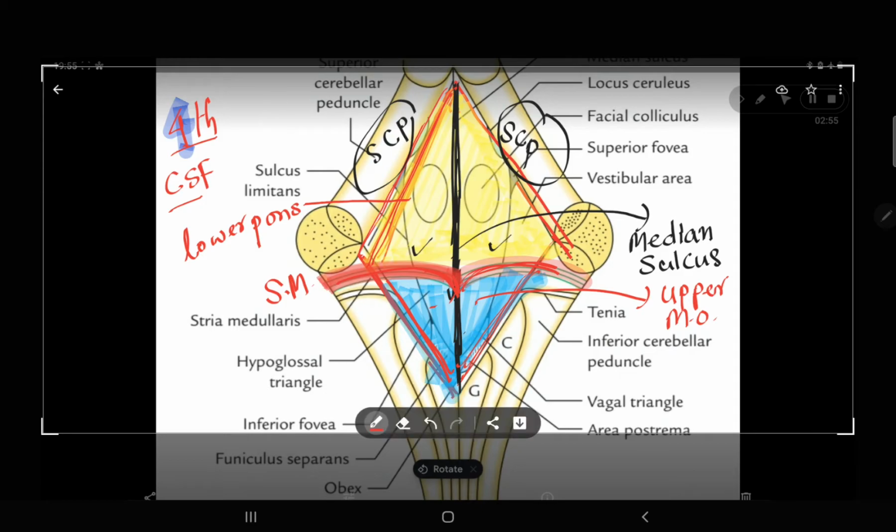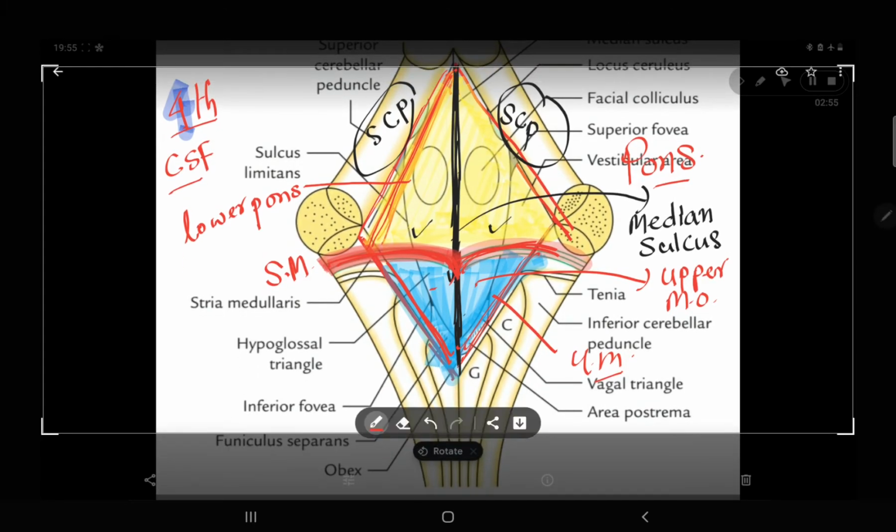This is your stria medullaris, and it is actually demarcating, separating the uppermost lower pons and the lowermost upper medulla. So this stria medullaris, the white fibrous band, demarcates between the pons and the medulla.